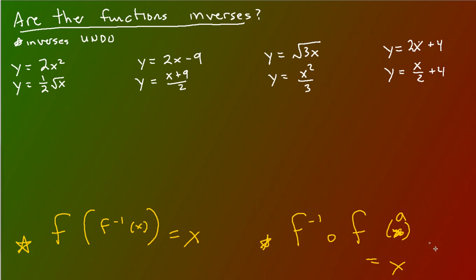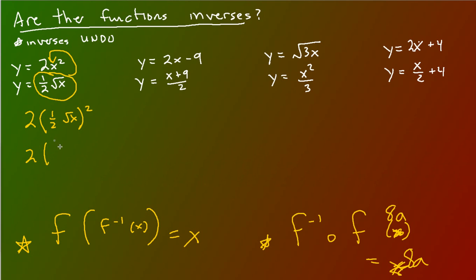What if I had an a in here? Well, then I'd get an a. What if I had an 8a in here? Then I'd get 8a. All right, so what I'm going to do is compose these two and see if I get an x only. So I'm going to take this one, and it doesn't matter which way I do it, and I'm going to put it into x in here. So I get 2 times a half root x, squared. Now, a half squared is a fourth, and if I square the root x, I get x, and I get a half x. So no, those are not inverses.